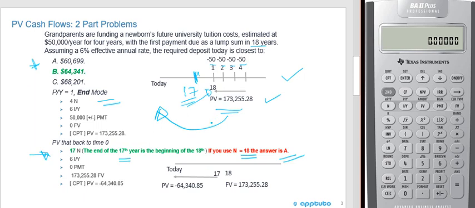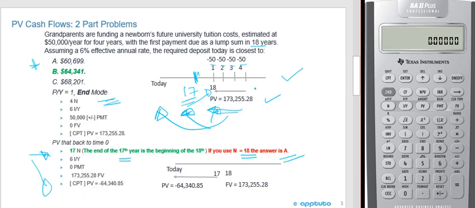The payment is due at the beginning of the 18th year. That's at the end of the 17th year. So if I'm in the end mode, my n is going to be 17 when I do the present value. As I said, these are two-part problems. They have to be done in 90 seconds, and if you don't pay close attention to detail, there's the possibility that you can get something wrong.